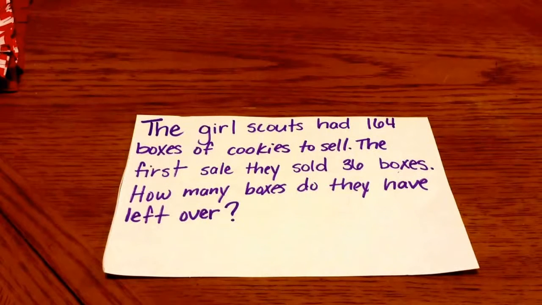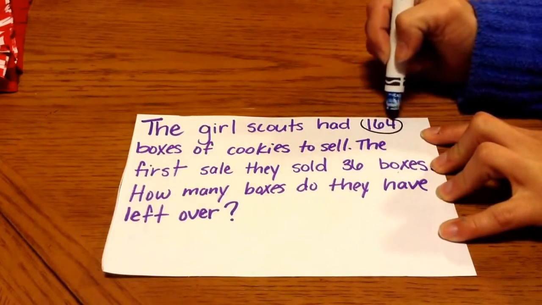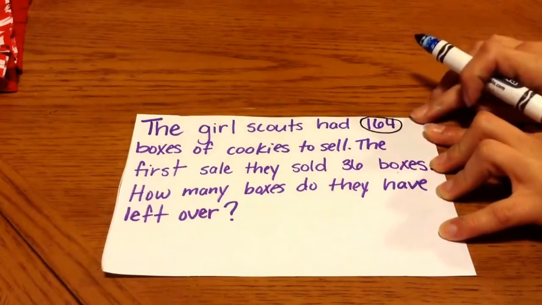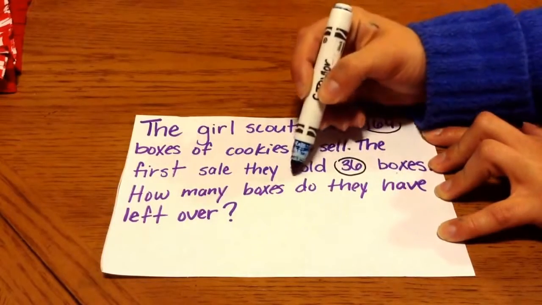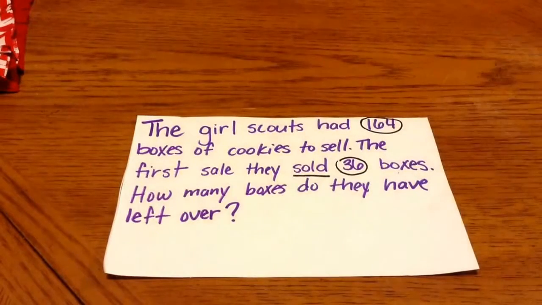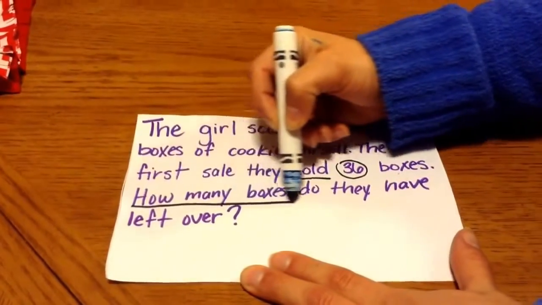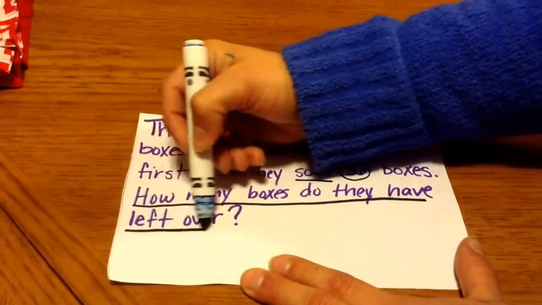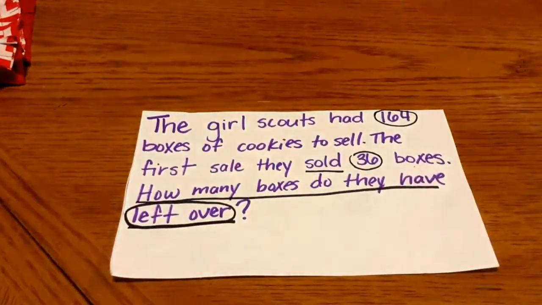So, now that we have read our problem, we are going to circle key information. So 164 is what the Girl Scouts started with. And then 36 is how many they sold. And this is telling us that we're going to subtract. But we have to make sure we're actually finding out what the question in the problem is asking us. And the question in the problem is, how many boxes do they have left over? Left over confirms that we are subtracting.